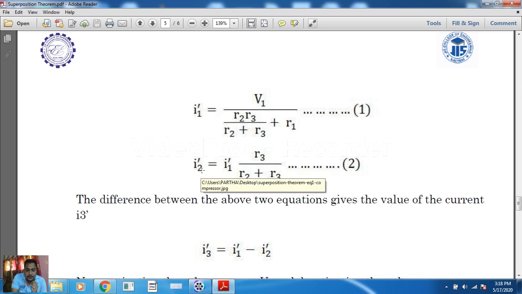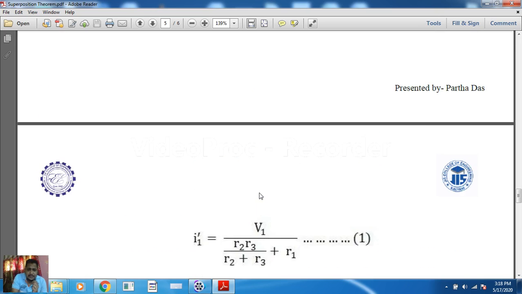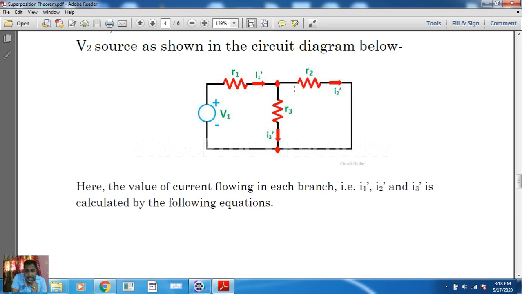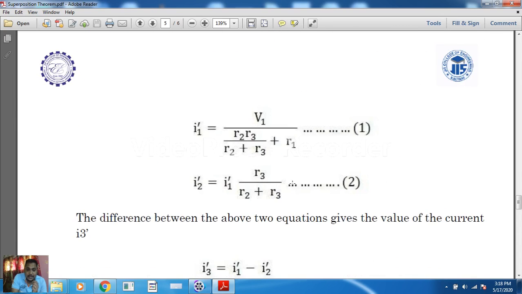So that means if we want to find out the branch current, I2 bar is equal to the total incoming current, that is I1 bar, into opposite branch resistance by the summation of total parallel resistance. So when we are finding out this I2 bar, at that time what will be our equation? Our equation will be the total incoming current I1 bar into its opposite parallel resistance, this R3, by the summation R2 plus R3, as you can see over here.